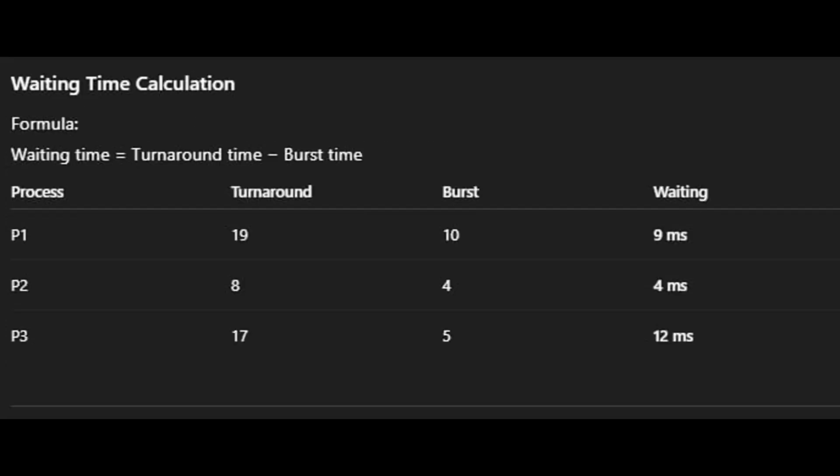Now let's move on to the waiting time calculation. The formula is turnaround time minus burst time. P1 has 19 for turnaround and the burst is 10, so the waiting time is 9 ms. P2 has 8 minus 4, so 4 ms. P3 has 17 minus 5 equals 12. So the waiting times are 9, 4, and 12.